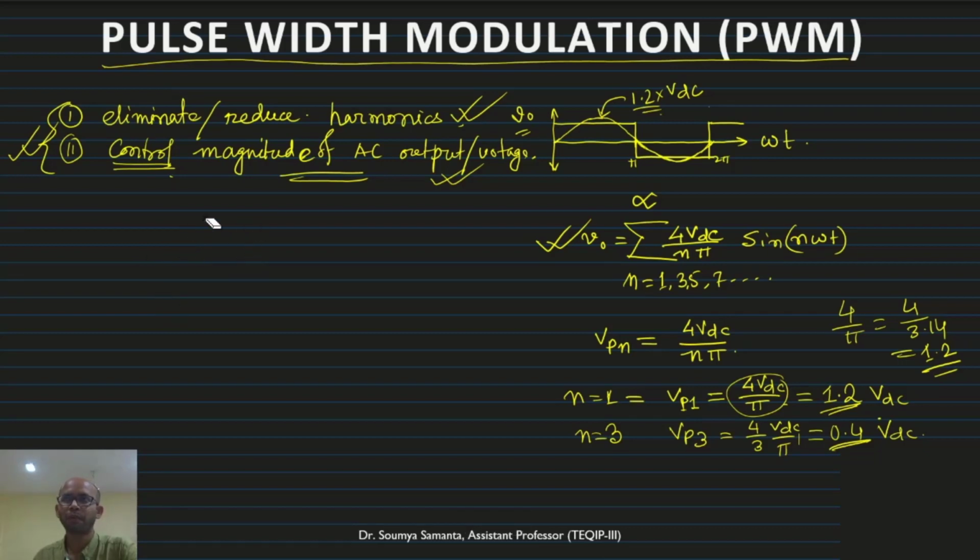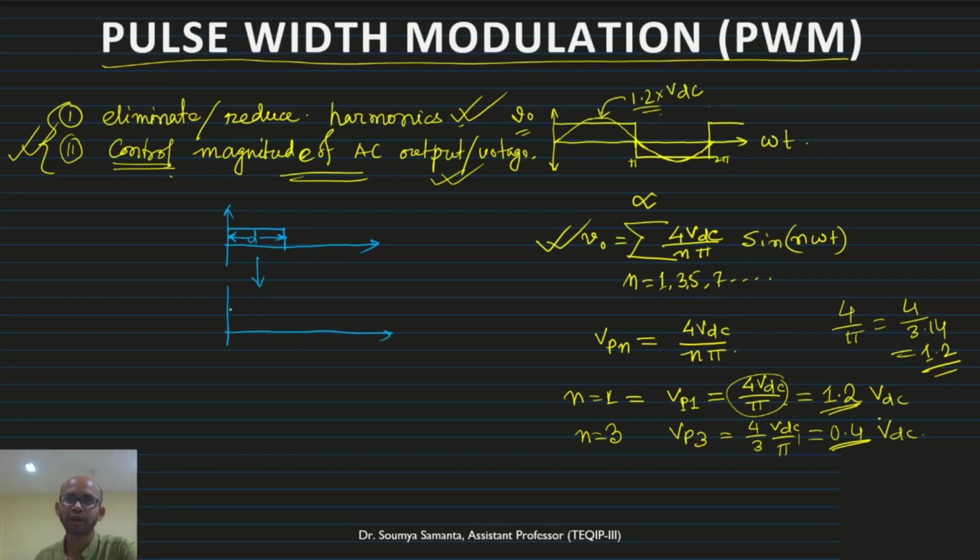So what is pulse width modulation? Suppose, as I have shown you, this is the time and this is the width of the pulse, called D. If we control this width of the pulse, then this is called pulse width modulation.